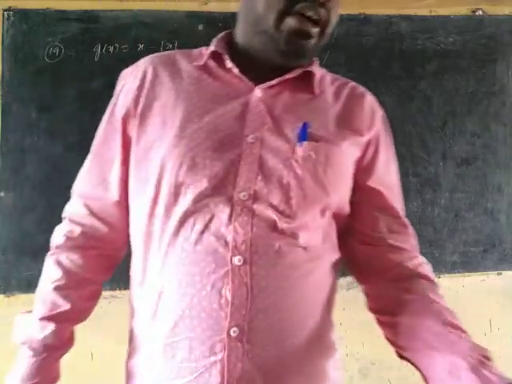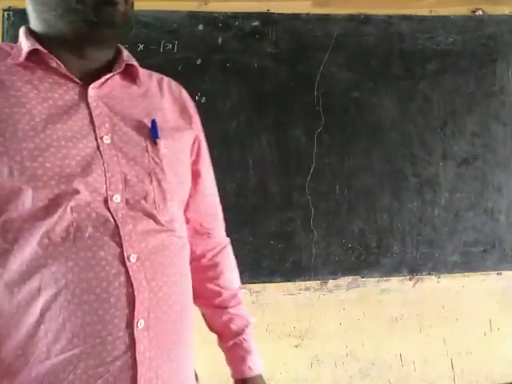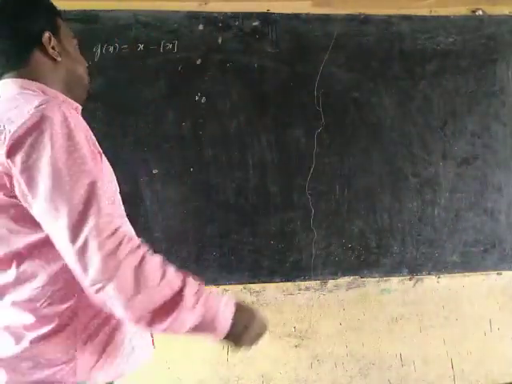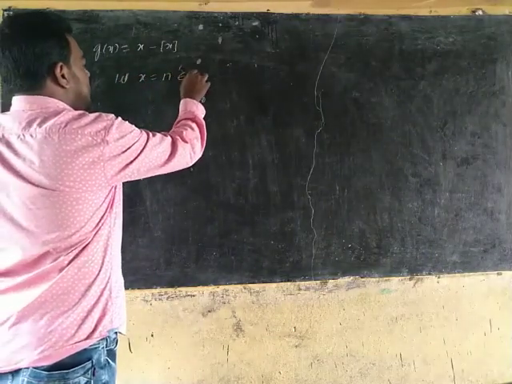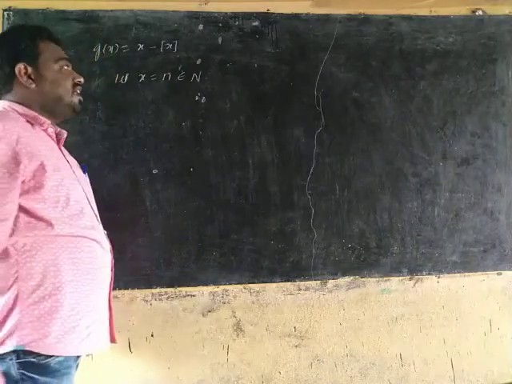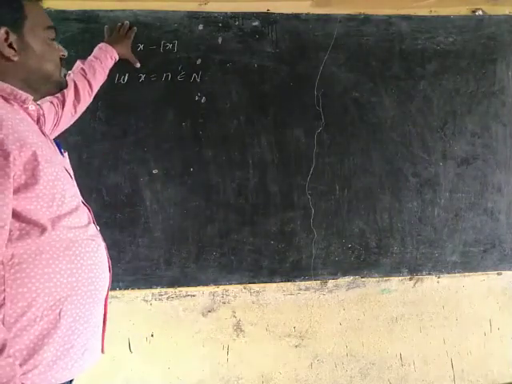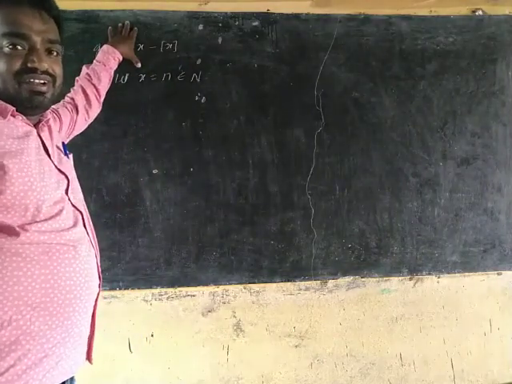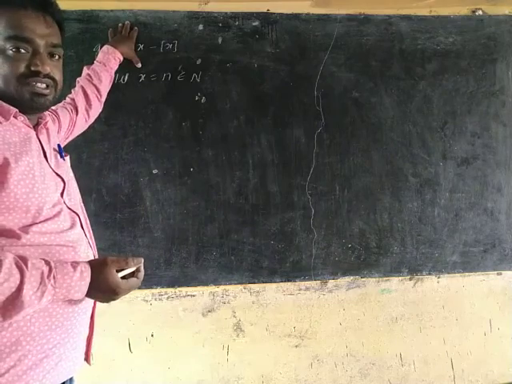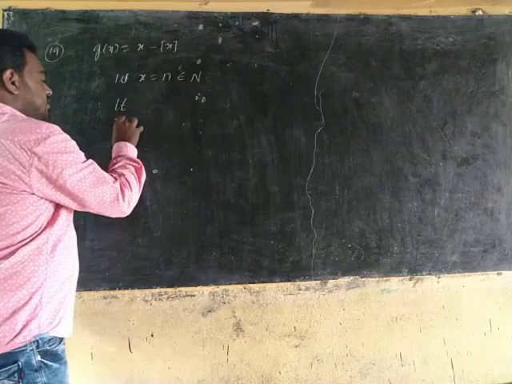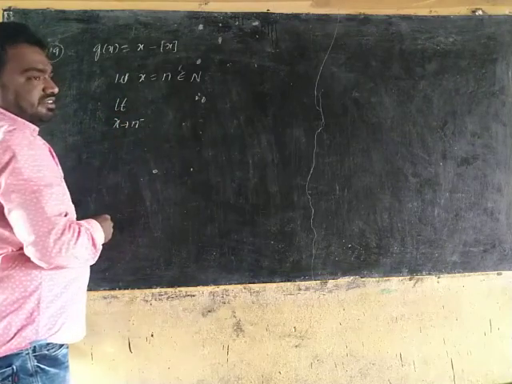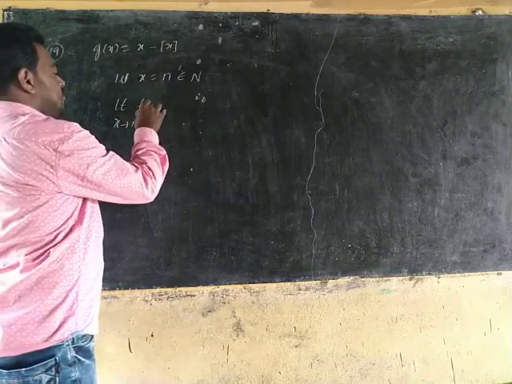Integral points means integers. So at integers, let x equal some integer n belonging to the integers. At x equals n, we need to prove this function is discontinuous, not a continuous function. How am I proving it, you see. First I am finding the left hand limit of the function, the limit as x tends to n minus of f of x.